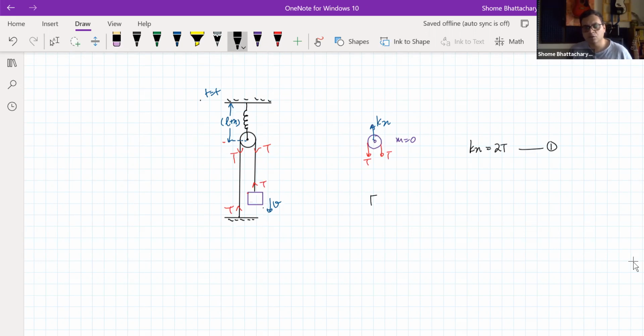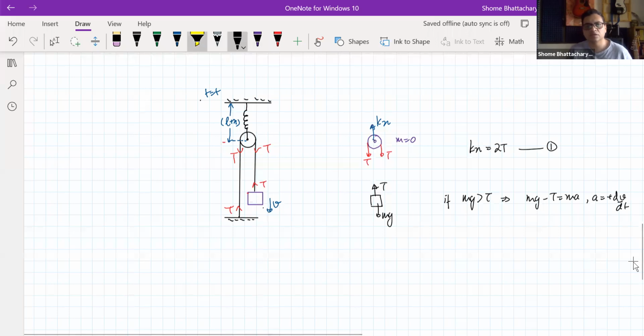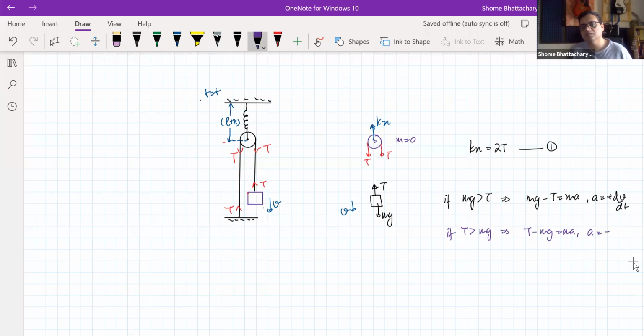And next thing, if you look at the block, it does this. Okay. So if mg is greater than T, then mg minus T is ma, where a is plus dv by dt, because its velocity is going down, as you can see right now. Whereas if T is greater than mg, then T minus mg is ma, where a will become minus dv by dt.